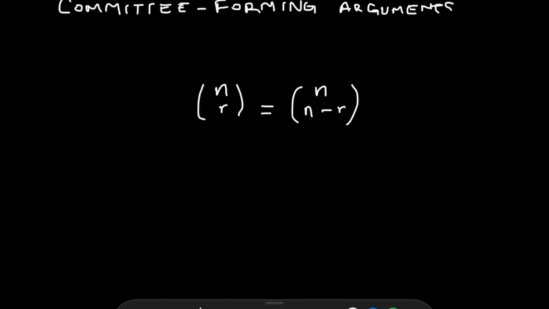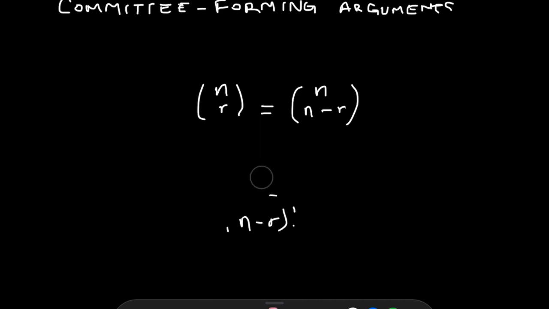So in today's video, we're going to be talking about committee forming arguments, which is a very powerful technique when it comes to proving combinatorial identities. To demonstrate how a committee forming argument works, let's look at this example. We're given that n choose r equals n choose n minus r. If we wanted to prove it, it's fairly straightforward to do with algebra, right? Because by the definition of a combination, both the left-hand side and the right-hand side are counting n factorial over r factorial times n minus r factorial.